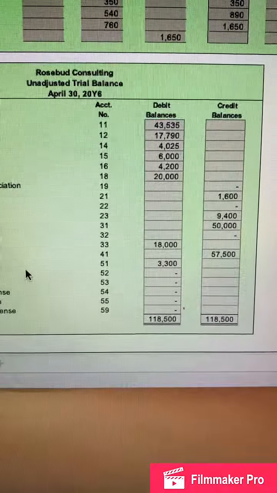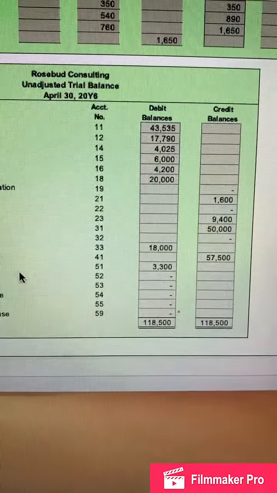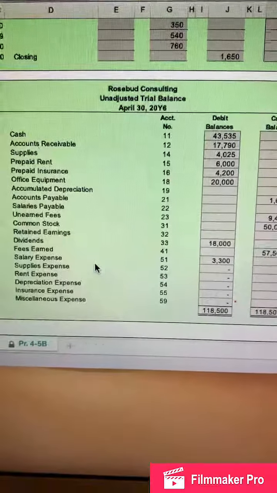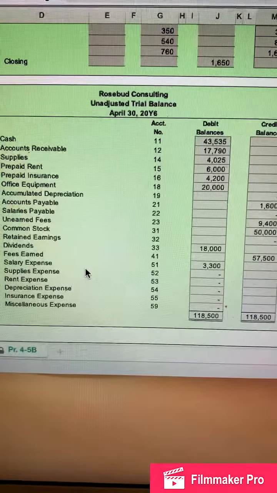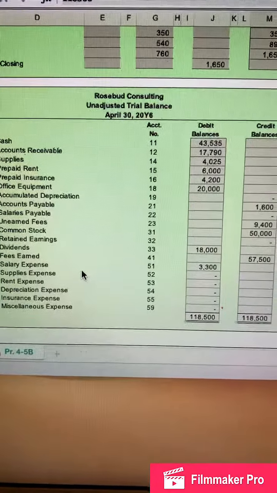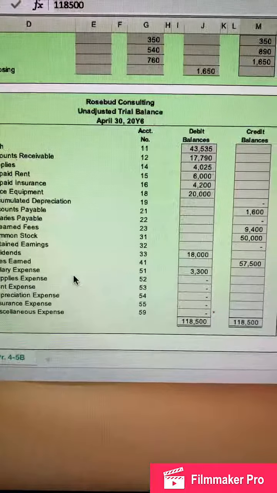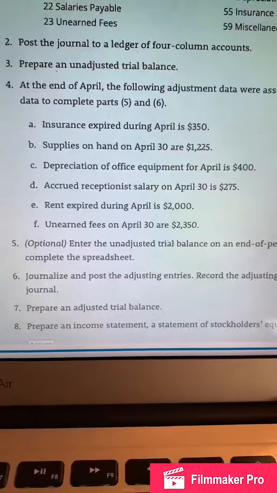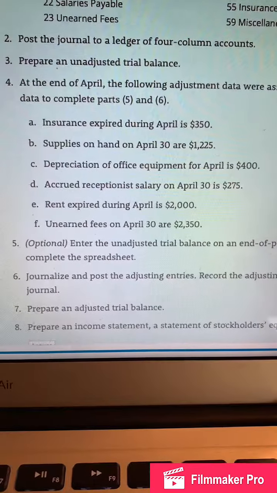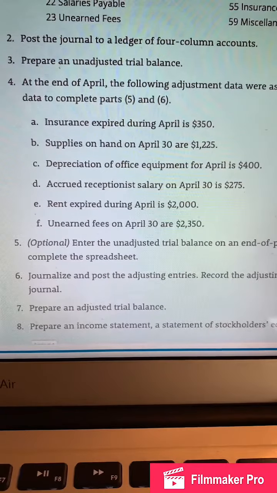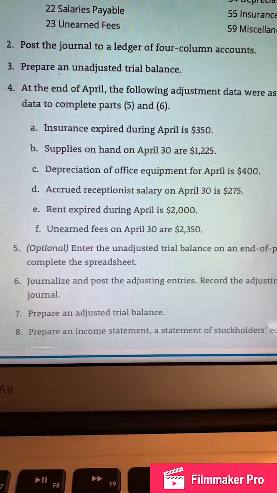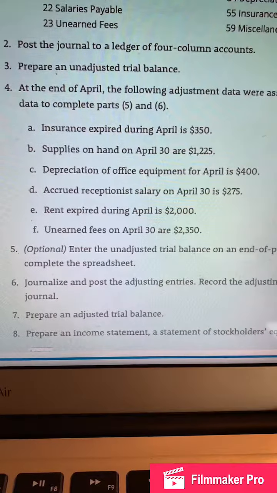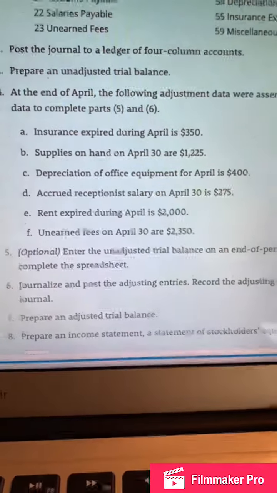And this again took some time because I had to go back and reference each of the general journals. I didn't put those numbers in there, those listings and whatnot. I just did the actual totals. Okay, so I took these insurance, supplies, depreciation, accrued. I already posted those journal entries, and also recorded them on the general ledger.